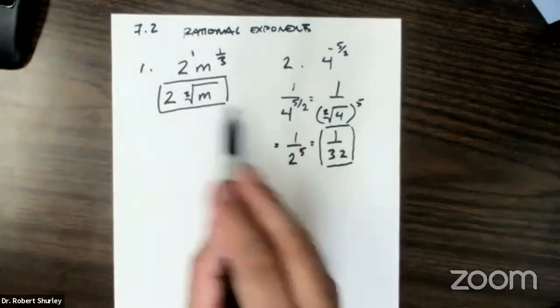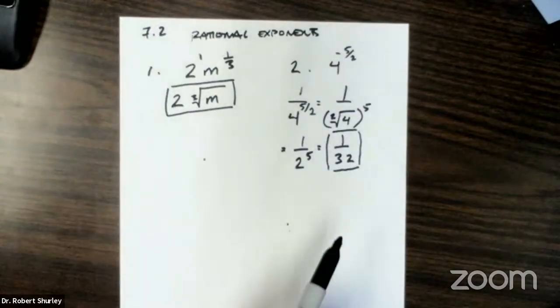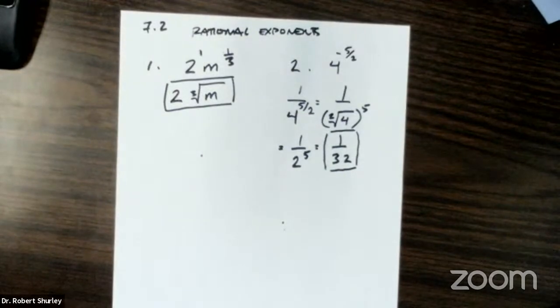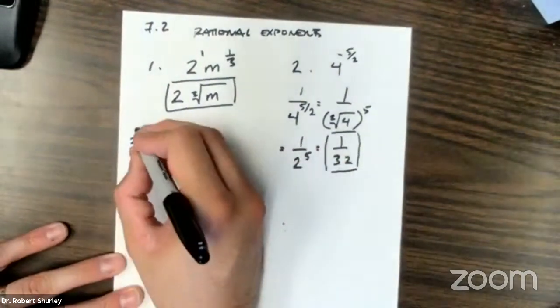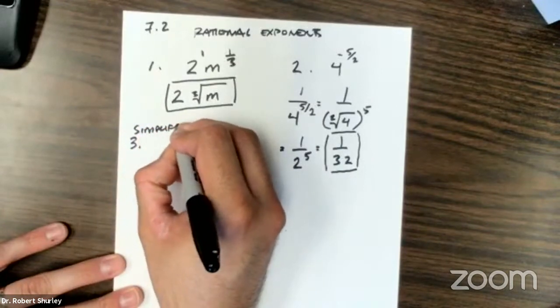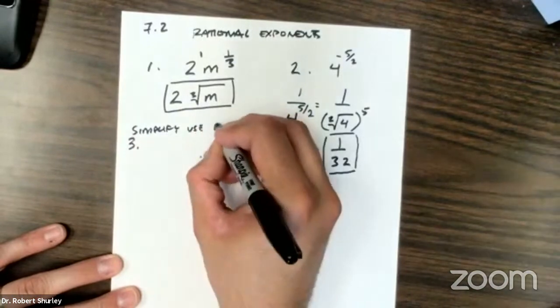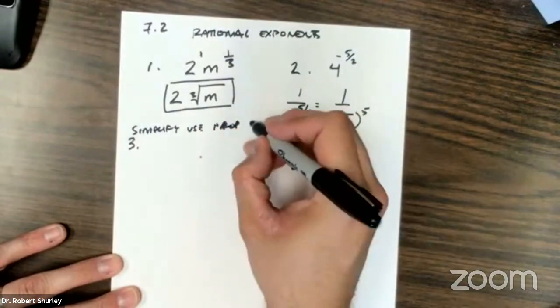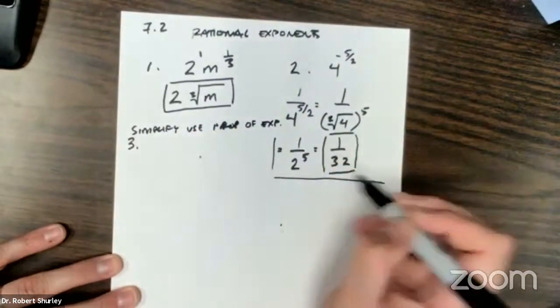Okay. Any questions about those two? It's more about going back and forth, right? One or the other. And then your book then goes over simplifying these. Now, so really, this is just an exercise in simplifying. Simplify. And then it says using properties of exponents. Simplify using properties of exponents.